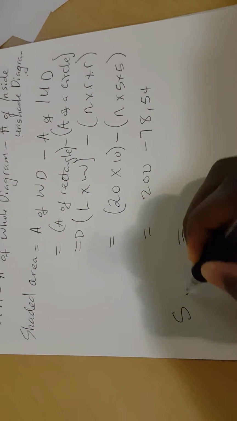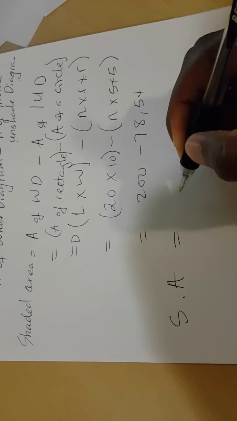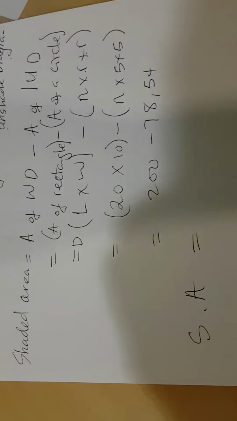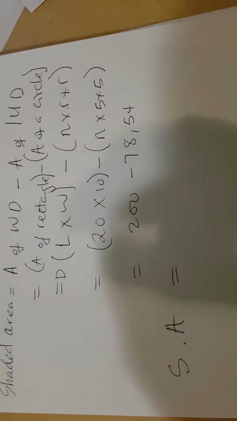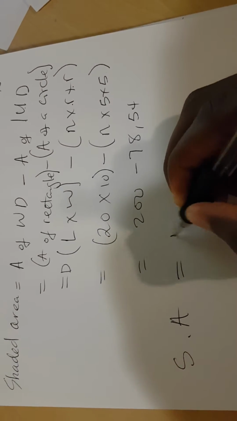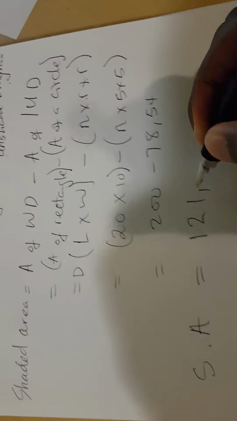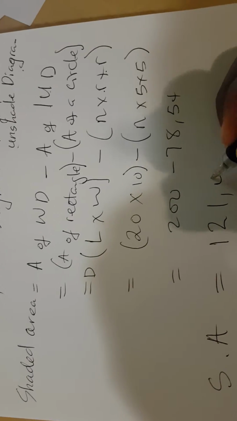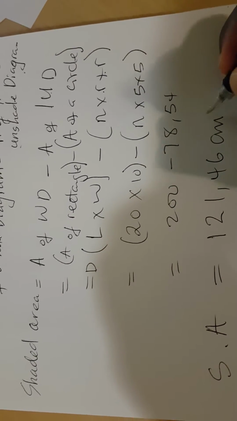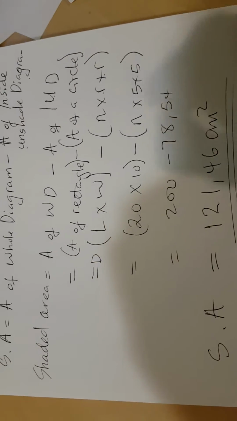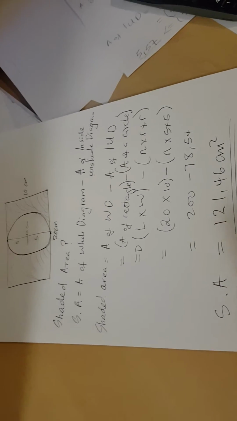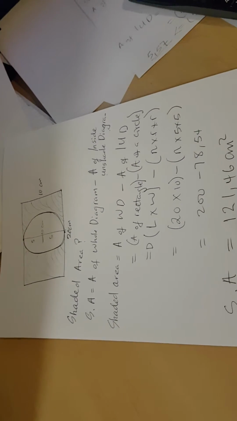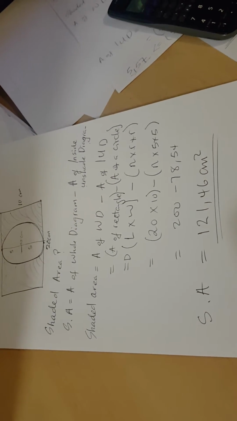So shaded area will be equal to, you subtract the 2. So when you subtract the 2, shaded area will be 121.46 centimeter square. So this is how we calculate the shaded area of this diagram. Okay, let's have a look at another diagram.